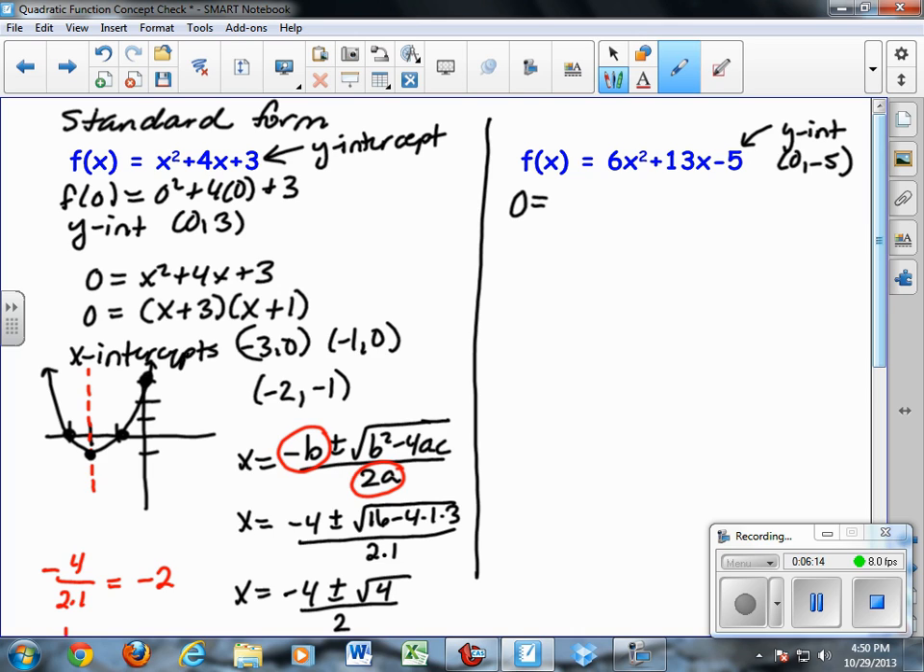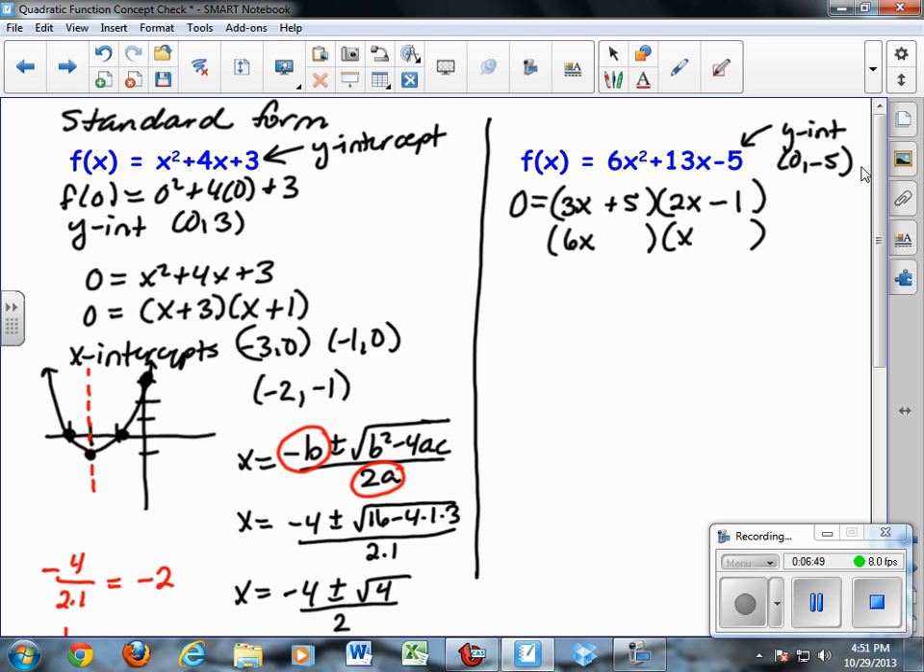If I factor this, there are two possible pairs of first terms. I could use 3x and 2x, or I could use 6x and 1x. To get my last term, I have to use a positive 5 and a negative 1, or a negative 5 and a positive 1. So plus 5 minus 1. This would give me 6x squared and negative 5, but this would be 10x minus 3x, which is 7x. That's not correct. That doesn't give me 13x.